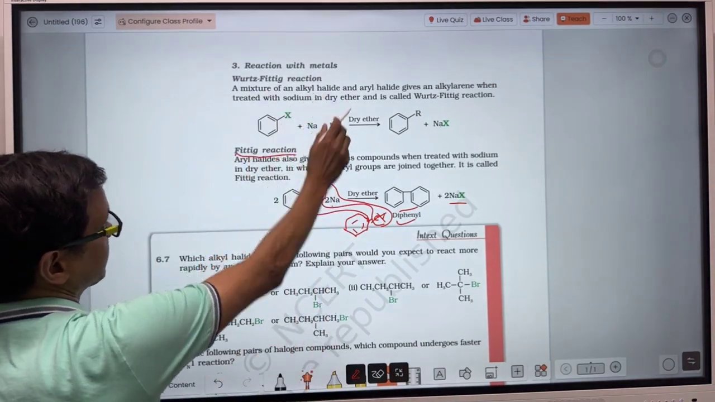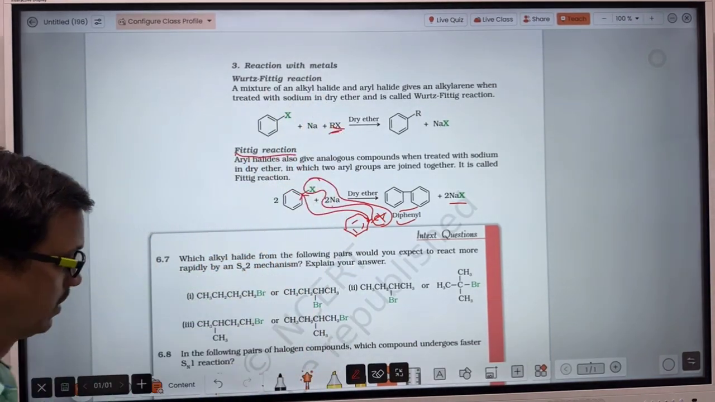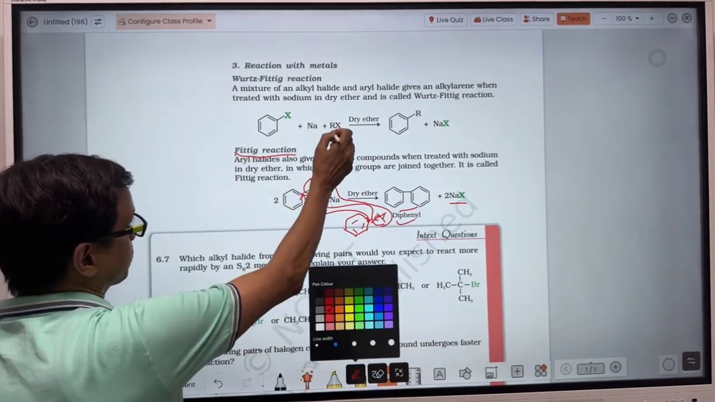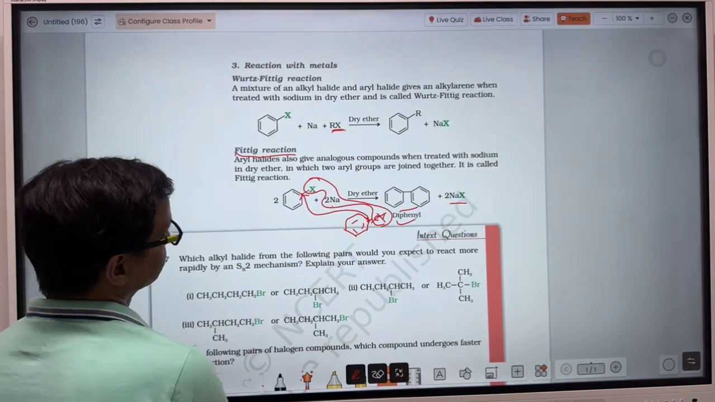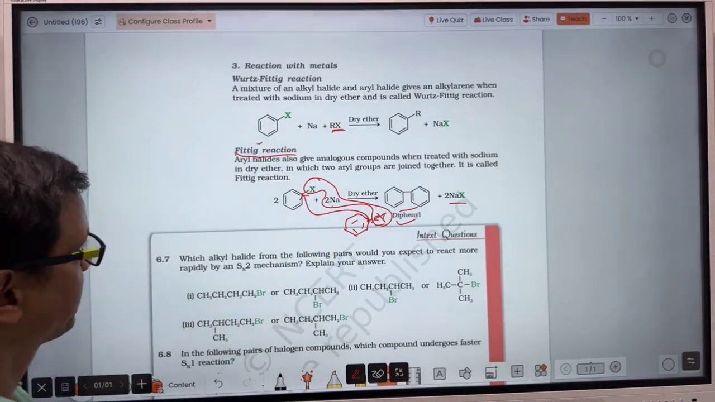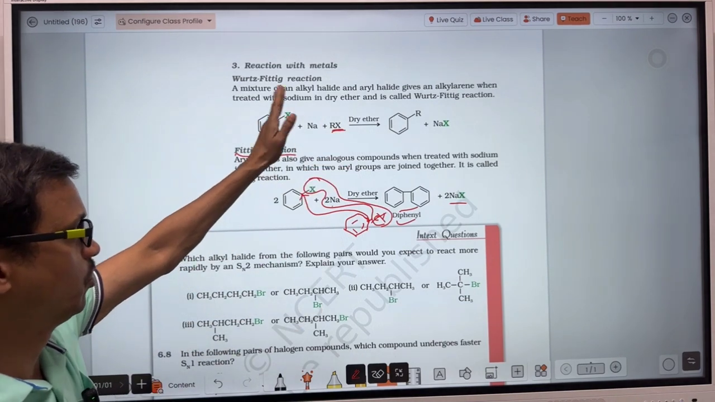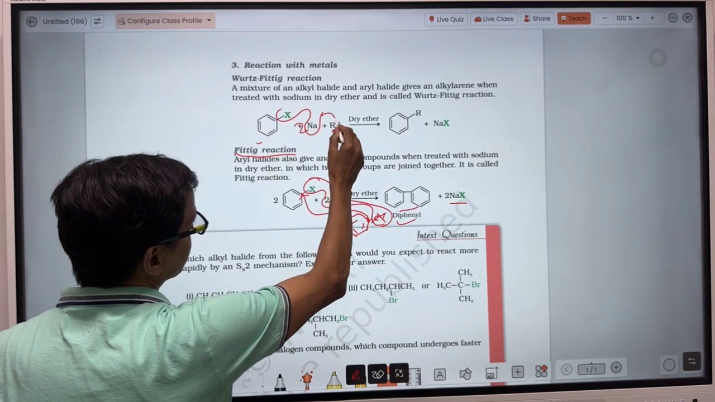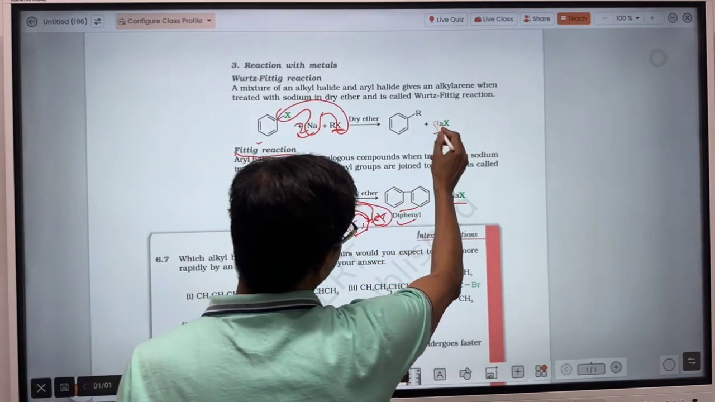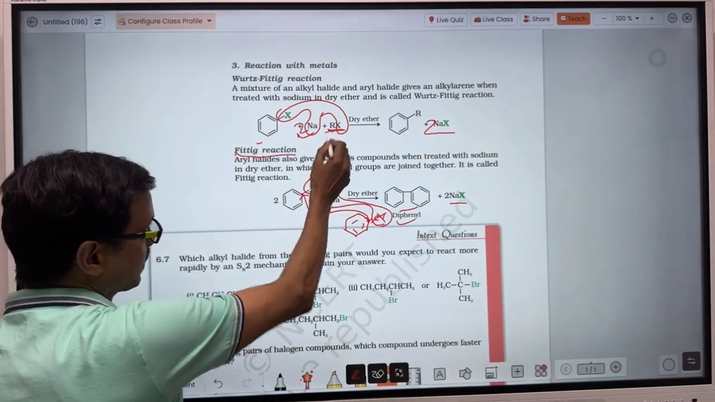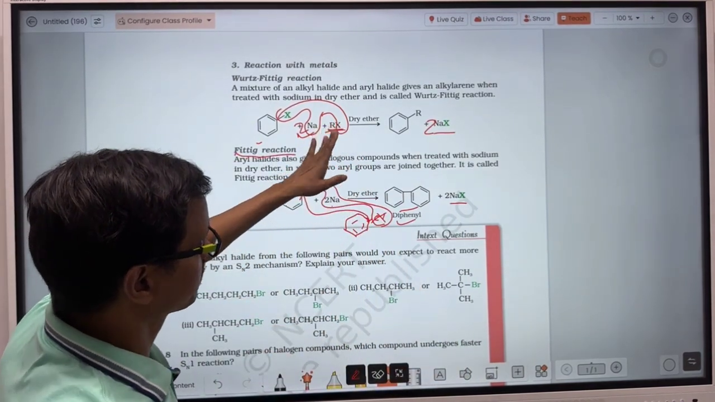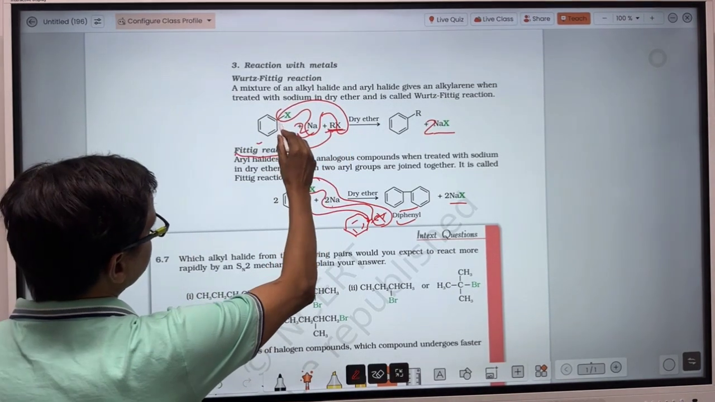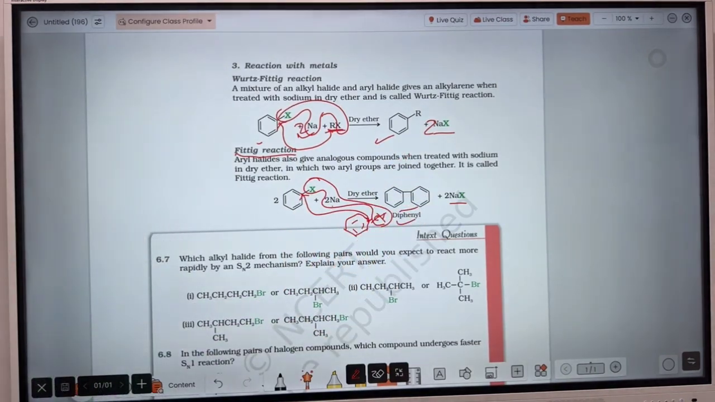Now let's say a Wurtz-Fittig reaction. When you take haloalkane, that will be the Wurtz reaction, and when you take haloarene, that will be the Fittig reaction. So haloalkane and haloarene both will react with sodium. Then what will happen? This halogen will combine with 2 moles of sodium, so there will be formation of 2 moles of NaX, and the valency of the carbon atom to which the halogen is bonded will get destabilized, and it will bond to this carbon. So this alkyl part will bond to this carbon. That is forming.